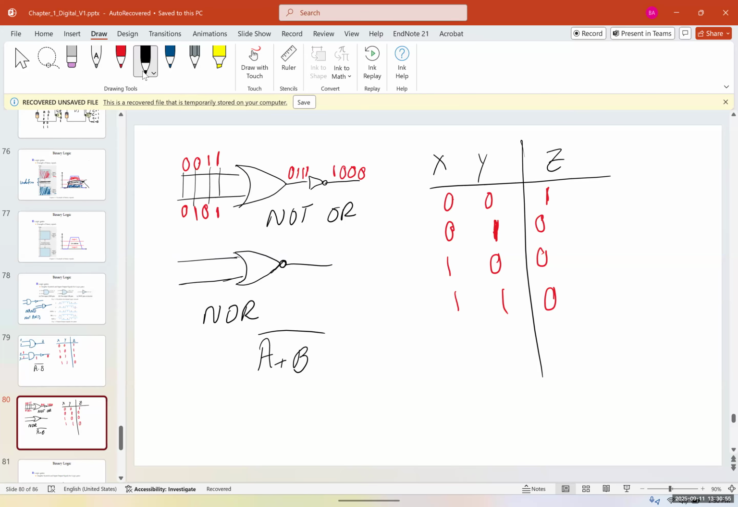So as you can see, we can combine an AND gate with a NOT gate and create a NAND gate. We can combine an OR gate with a NOT gate and create a NOR gate.